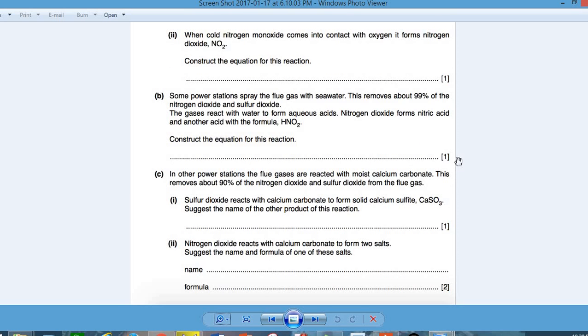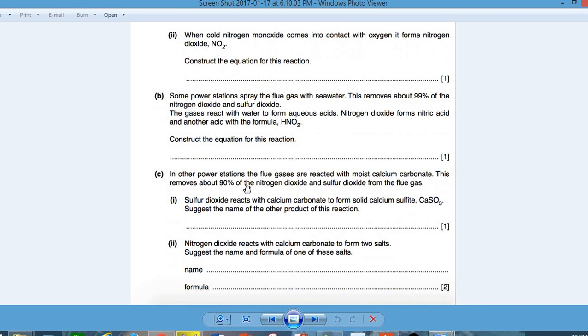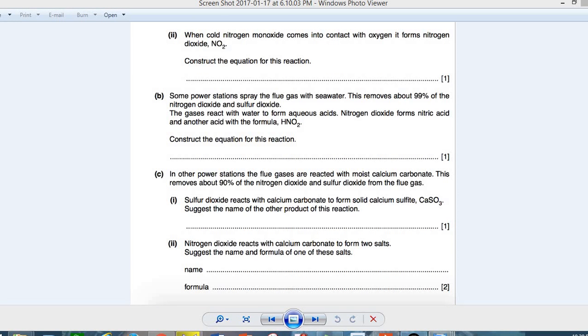So here you have, in other power stations, the flue gases are reacted with moist calcium carbonate, and this removes about 90% of the nitrogen. So notice that it's 90% here, but earlier when reacting with seawater it was 99. See, it was 99, but here it's less efficient. Of the nitrogen dioxide and sulfur dioxide from the flue gas. Sulfur dioxide reacts with calcium carbonate to form solid calcium sulfite. Suggest a name for the other product.